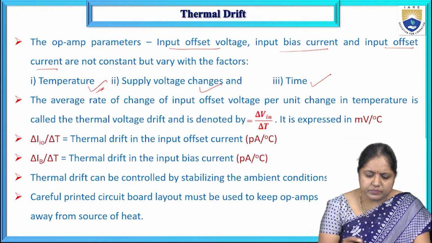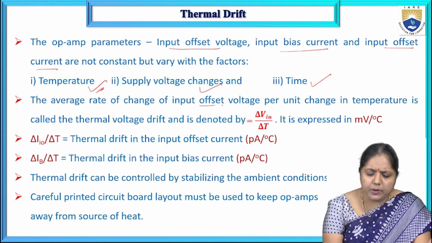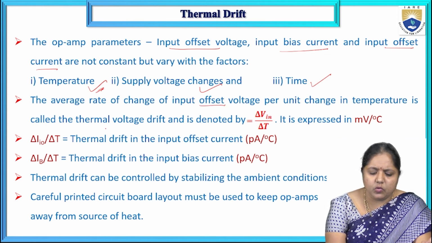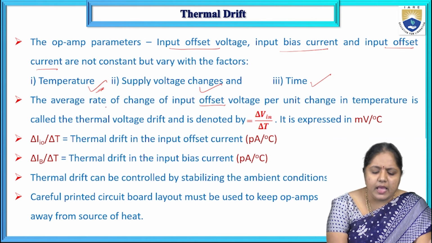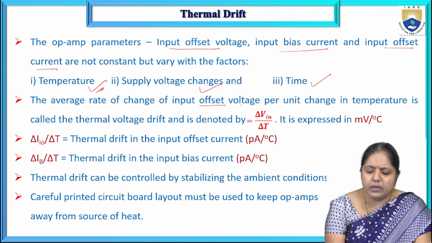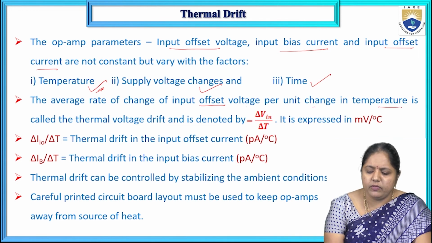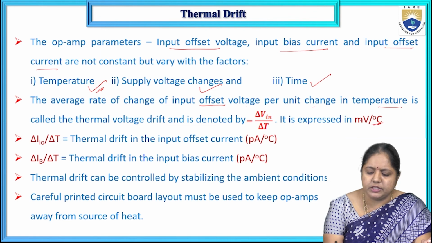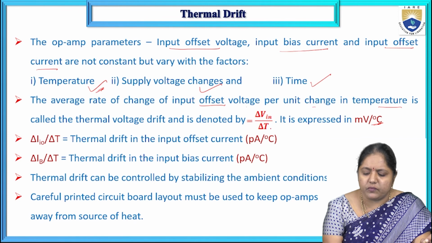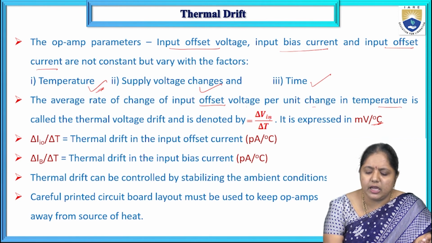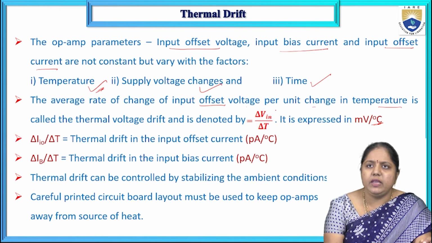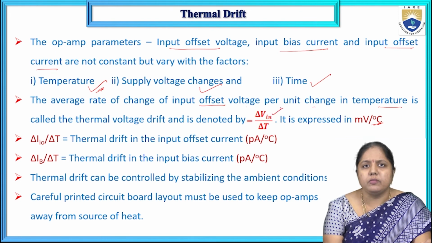With respect to input offset voltage, the thermal voltage drift is defined as the average rate of change of input offset voltage per unit change in temperature. So for every degree centigrade of temperature, how much the input offset voltage is changing, I am finding here. That is called the thermal voltage drift. That's why it is represented as delta V in by delta T. Delta V in is nothing but the input offset voltage.